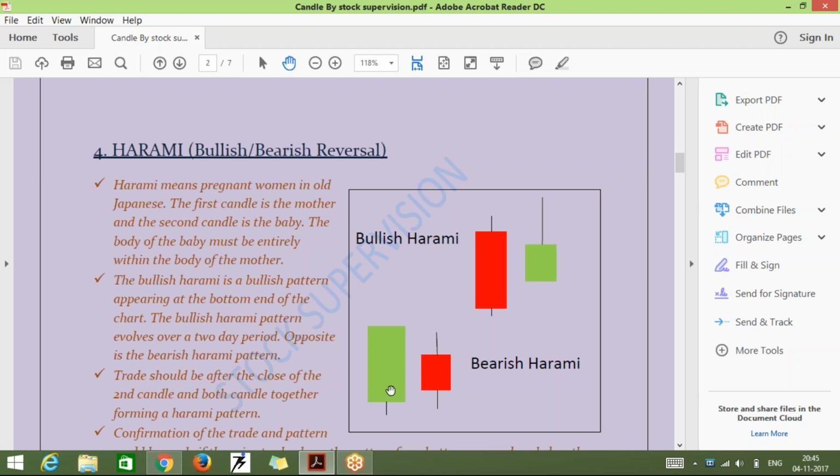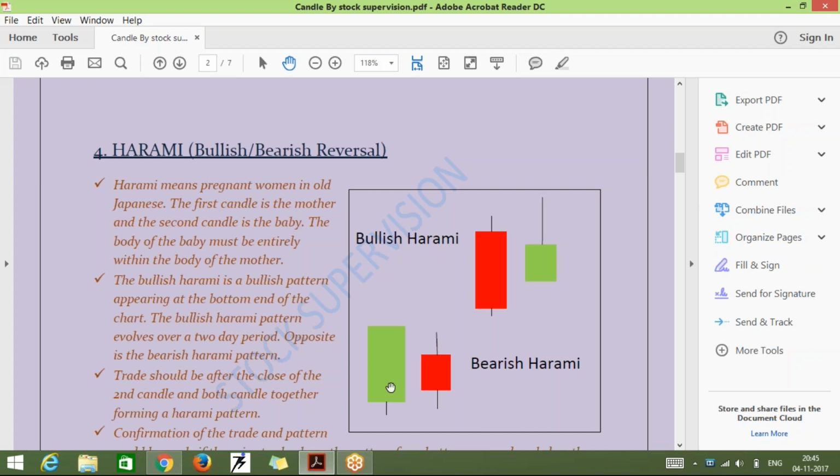Next is the bullish harami, a bullish pattern appearing at the bottom end of the chart. It's quite common. After going through all these candlesticks, you can know that for a bullish reversal, the trend must be a downtrend, so that we can see a bullish reversal. And for a bearish reversal, the trend must be an uptrend.